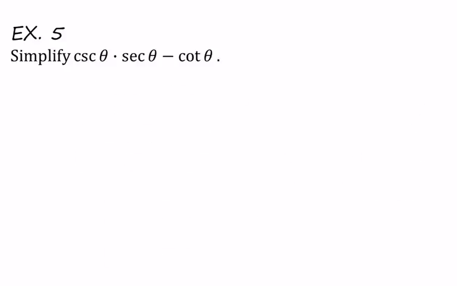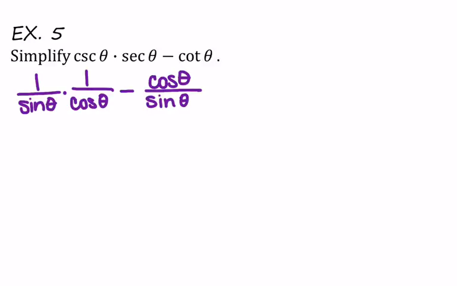Okay, one more, example 5. Same process. We have cosecant theta times secant theta minus cotangent theta. So always try to get it in terms of sines or cosines if possible. So I know that cosecant is equal to 1 over sine, secant is 1 over cosine, and cotangent is cosine over sine.